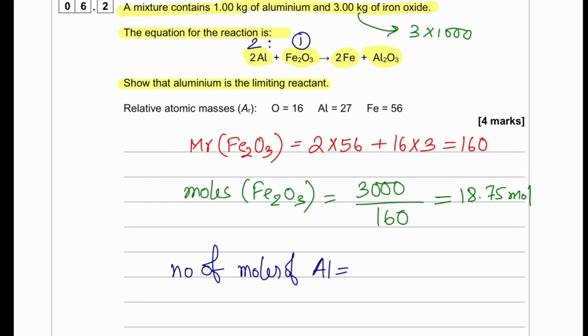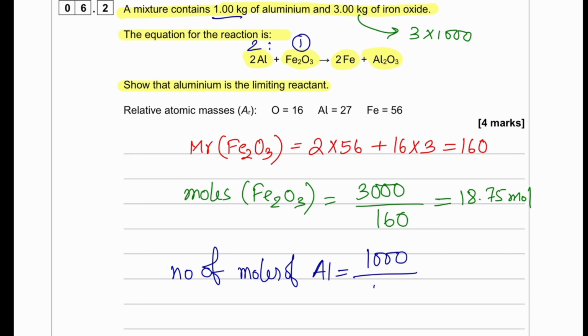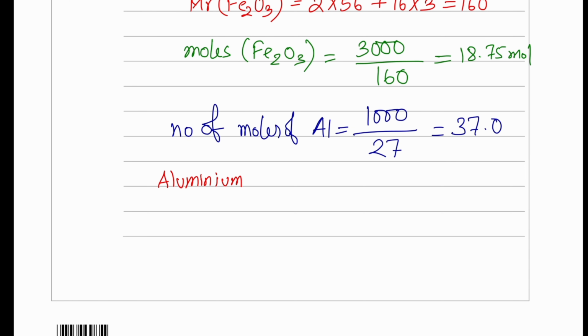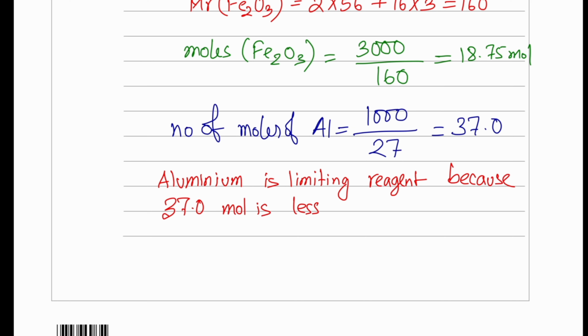In this case, we have 1 kilogram, which is 1000 grams. So 1000 grams divided by 27. Our mole comes out to 37.0. We are going to say aluminium is the limiting reagent because 37.0 moles is less than 2 times 18.75 according to the reaction stoichiometry. 2 times 18.75 equals 37.5 moles needed. However, we have less than that. That's why aluminium is the limiting reagent.